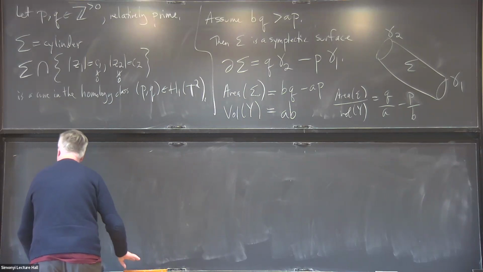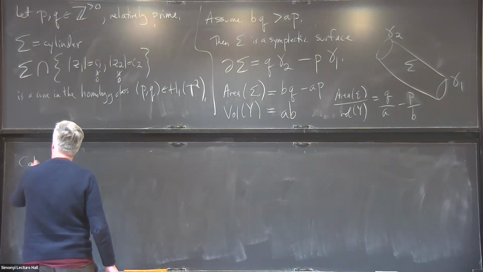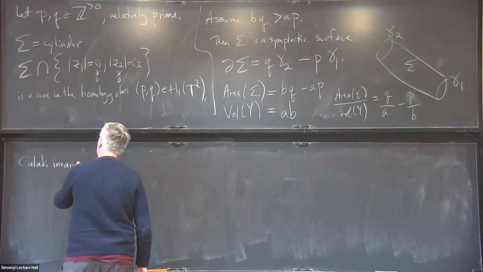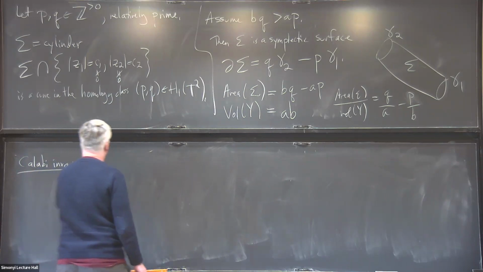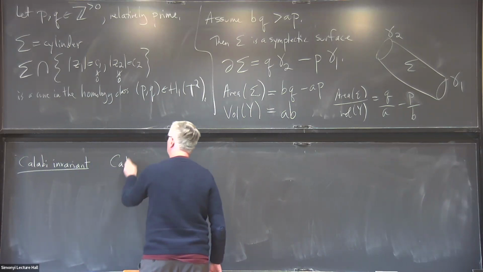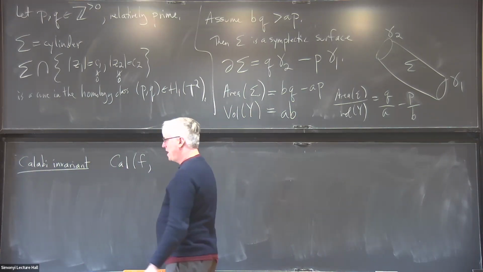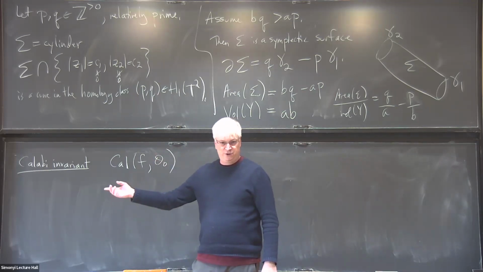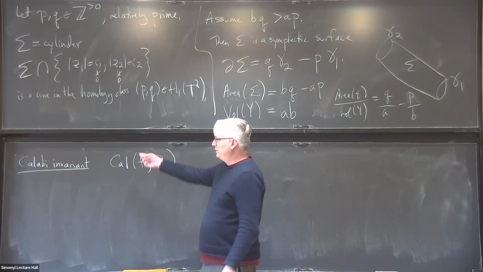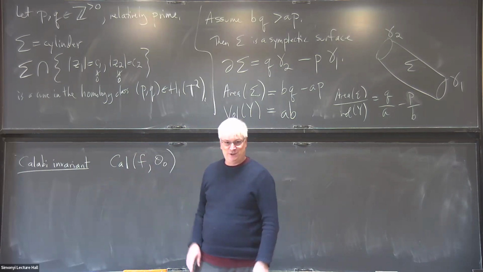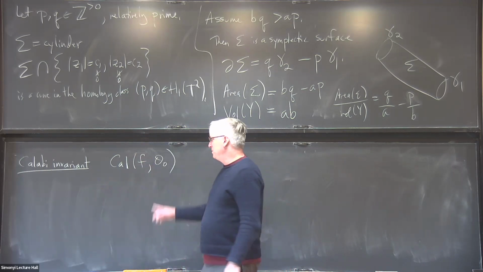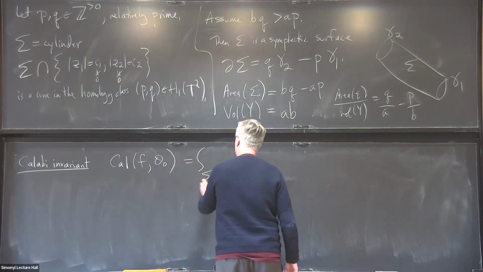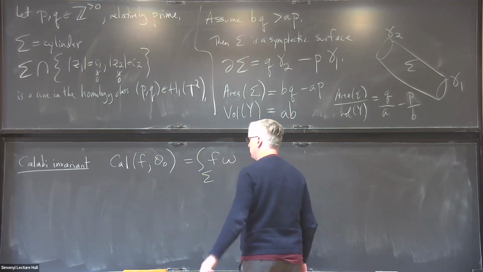And I define the Calabi invariant. It depends on f, and it also depends on theta 0. Because theta 0 is a real number, and I could add an integer to it, and it would still be true that near the boundary phi is rotation by 2 pi theta 0. So this depends on this choice of this integer. Anyway, this is defined to be the integral over sigma of f times omega. It's some real number.